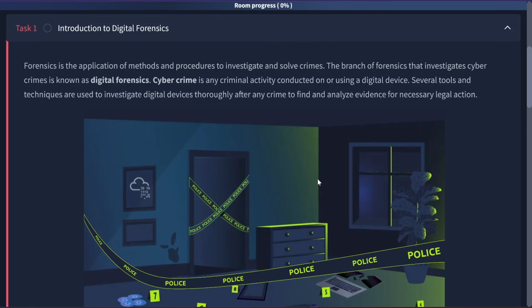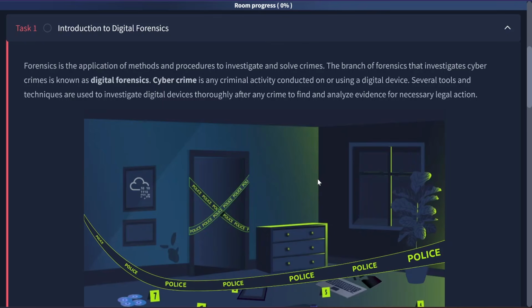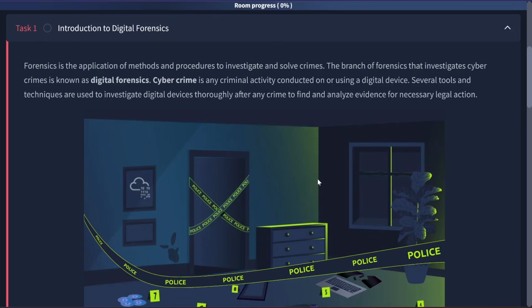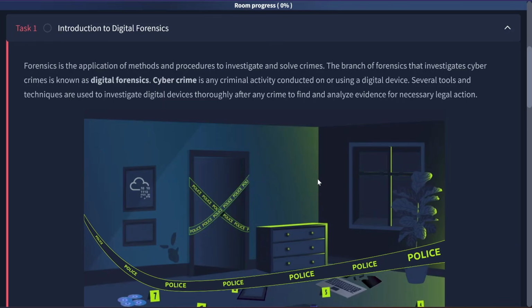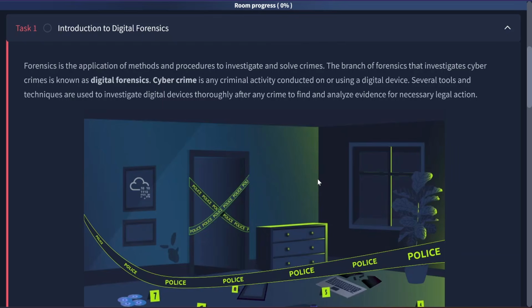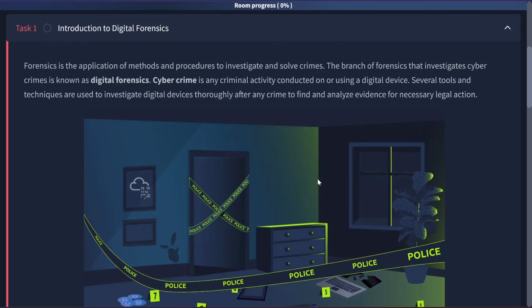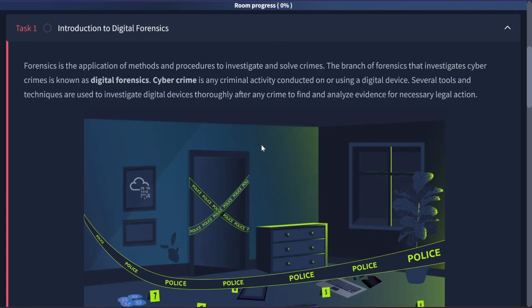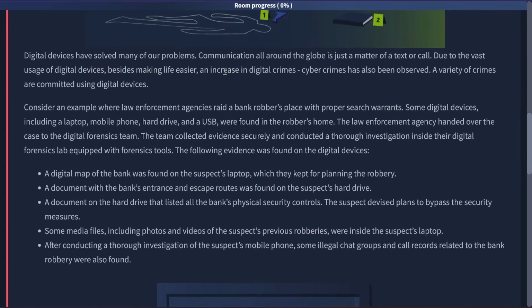Or if there's a physical crime that's committed, like a murder, in that case, you would still have digital forensics involved because you would want to look at the person's phone, their laptop, see, who were they texting? Who were they talking to? Did somebody else know about it? That kind of stuff. So that all falls under digital forensics. So you can read through this.